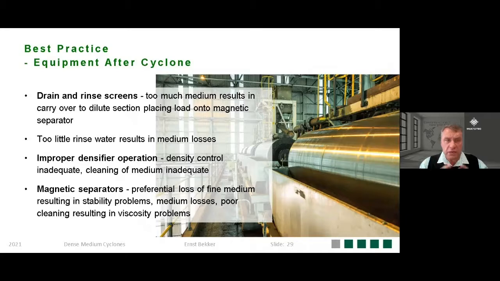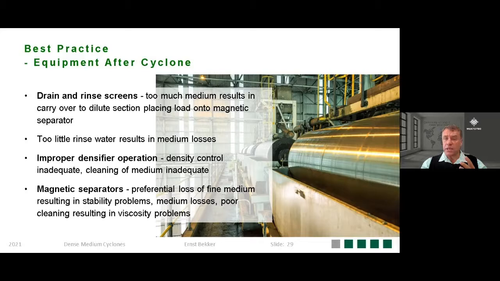Equipment after the cyclone, the drain and rinse screens, too much medium carry over. We've been over that. It's placing load on the magnetic separator. Do not underestimate the importance of the magnetic separator. Too little rinse water results in medium losses. And then improper densifier operation, if you've got densifiers in your circuit. If it doesn't operate correctly, it also can impact on the cleaning of your media and the density control. Magnetic separators, preferential loss of the fine material.